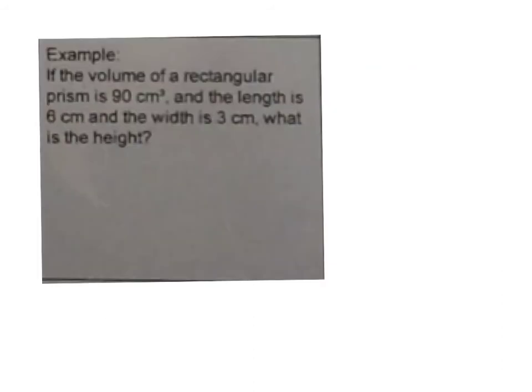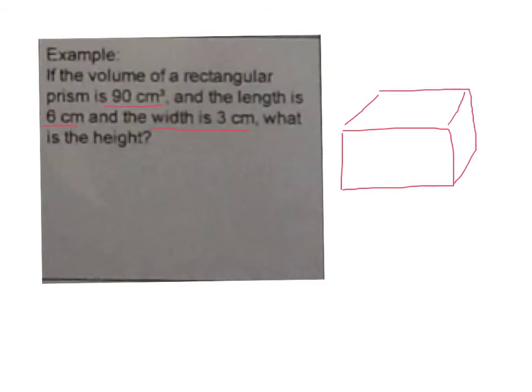In this example, we see that the volume of a rectangular prism is 90 centimeters cubed, and the length is 6 centimeters and the width is 3 centimeters, and we're trying to find the missing part. Well, just like any other thing for geometry, I want you to draw the picture of it. It doesn't have to be perfect. When I'm drawing my rectangular prism, I'm drawing my rectangle, and then I'm going to extend it back. It doesn't have to be perfect.